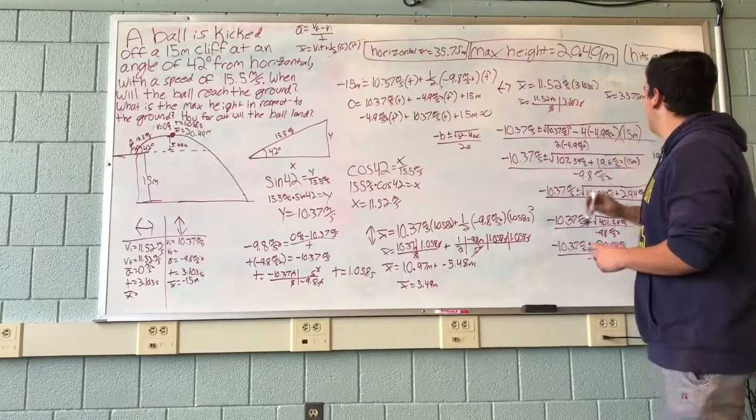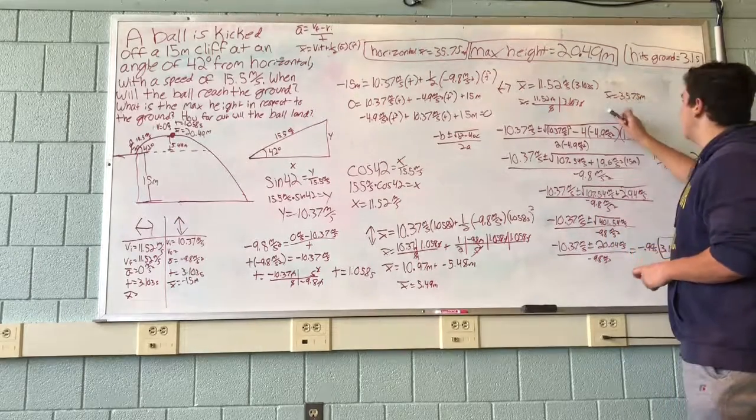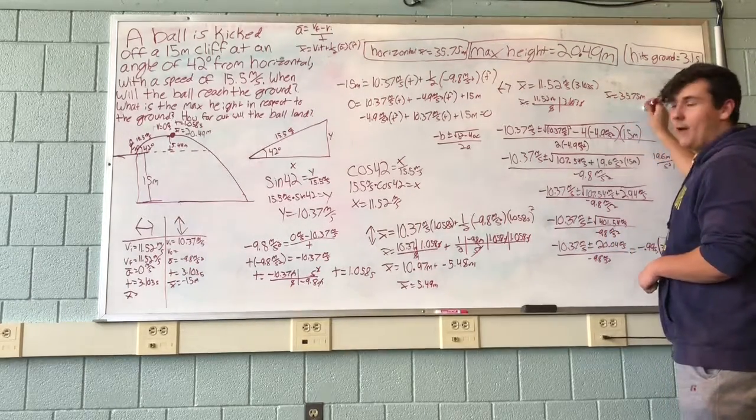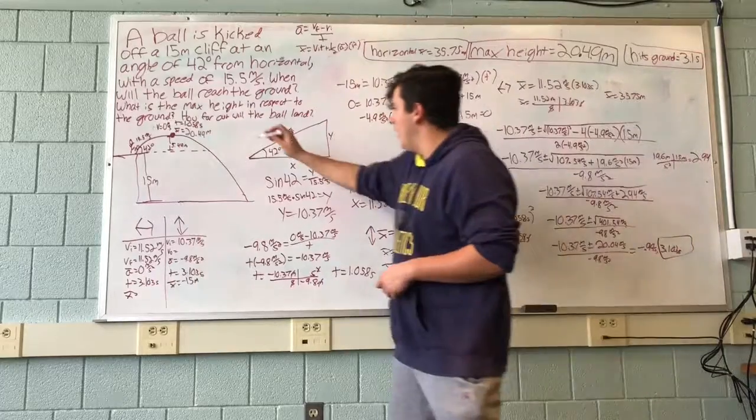Use your unit analysis. You get a horizontal displacement of 35.75 meters, and that's how far out the ball will land.